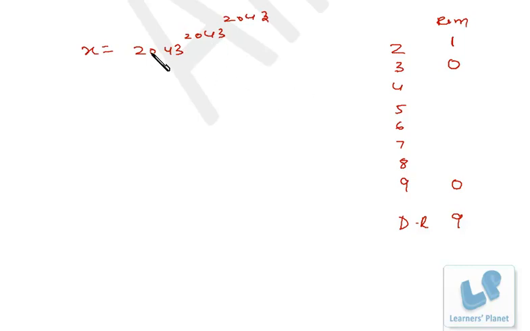Now from 4, this 2043 is actually 2044 minus 1 raised to this power. So the remainder is minus 1 raised to this number. Now this 2043 raised to 2043 is obviously an odd number. So minus 1 raised to an odd number, the remainder will be minus 1 only. So the final remainder is 4 minus 1, 3.